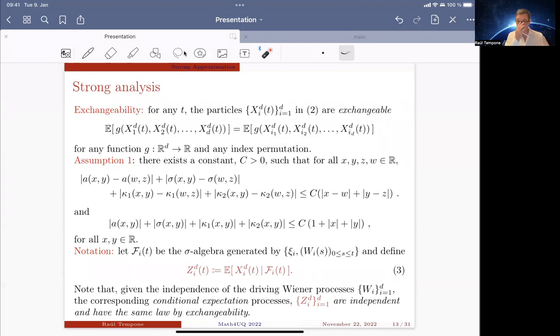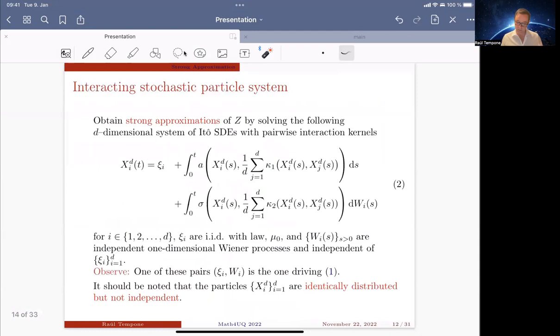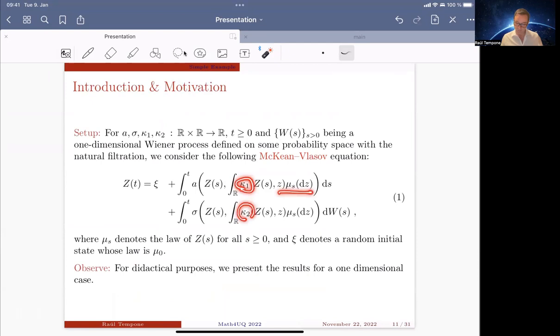The assumption that I was mentioning before is just the Lipschitz regularity of the drift, the sigma, and these kernels that appear in the coupling. Let's see the equation again. The kernels appearing in the coupling, kappa one, kappa two, A and B, and sigma appear in the diffusion, and these should be Lipschitz functions as well.